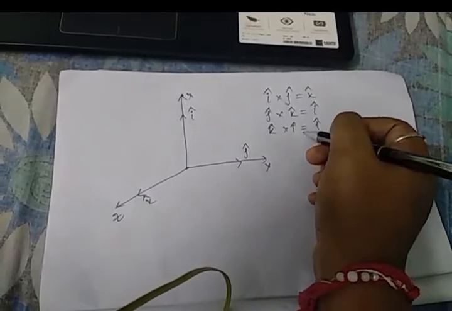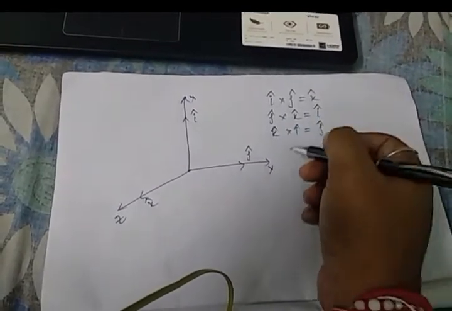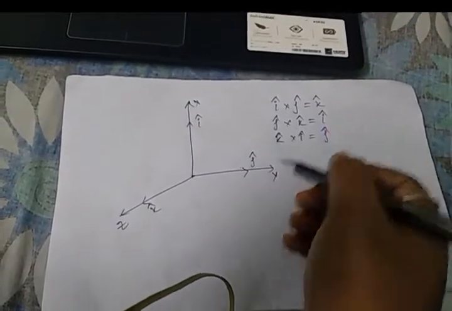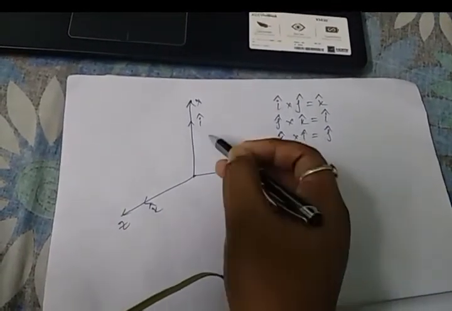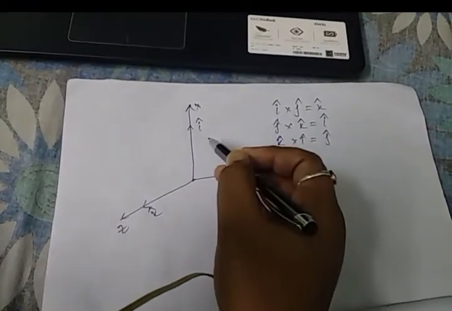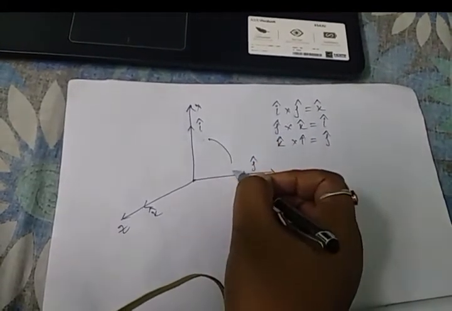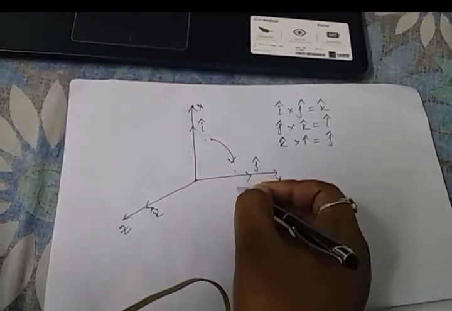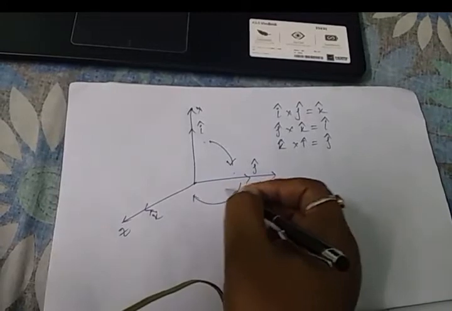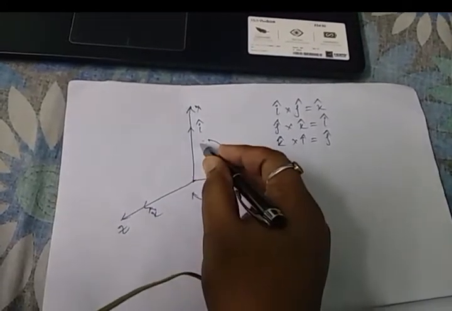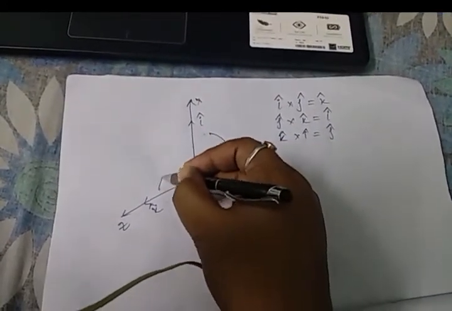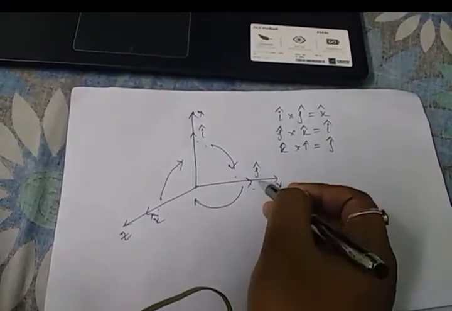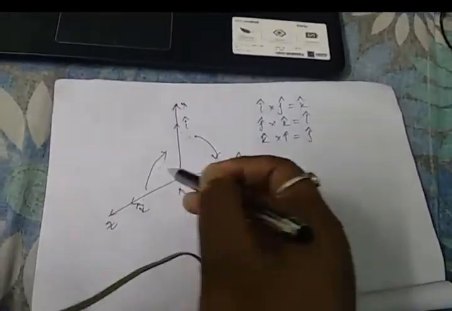So we know in which direction we have to travel to calculate the cross product of each of the unit vectors. The cross product of i cap and j cap is equal to k cap. The cross product of j cap and k cap, that is j cross k, is equal to i cap. And the cross product of k cap and i cap is equal to j cap. So in a clockwise direction you have to move.